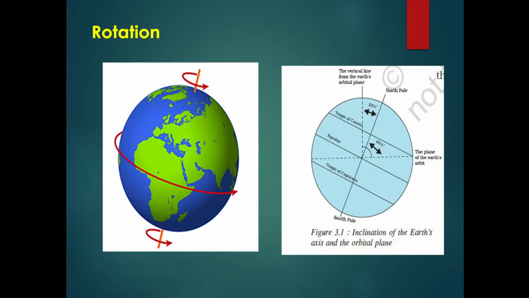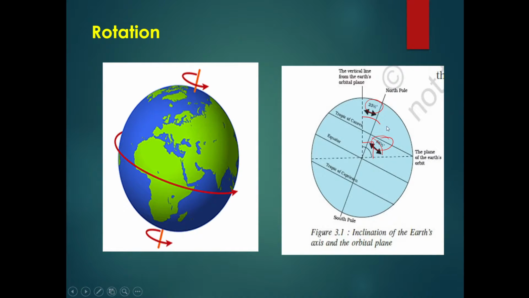Okay, so we know that earth has two types of motion. One is rotation and another one is revolution. So we know that earth rotates on its axis from west to east. This axis is inclined by 23 and a half degrees. This is the angle. So if this is 23 and a half and this is perpendicular, then how much would this angle be? 66 and a half degrees, right?